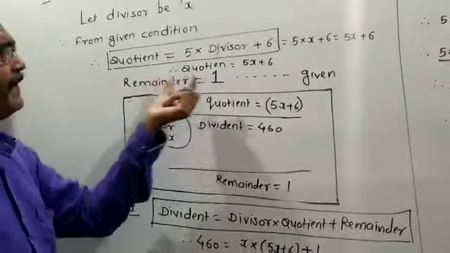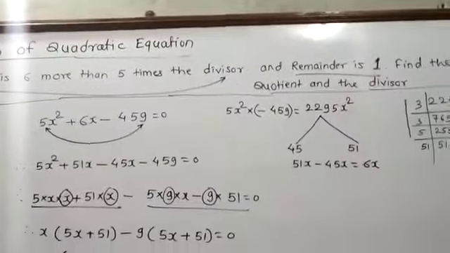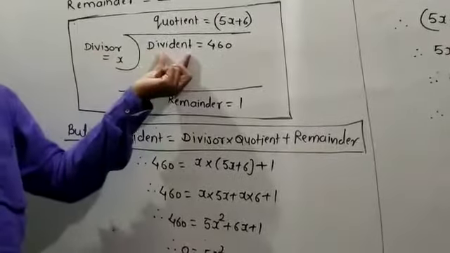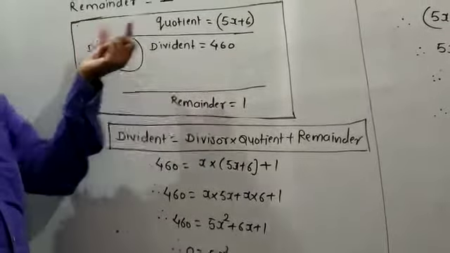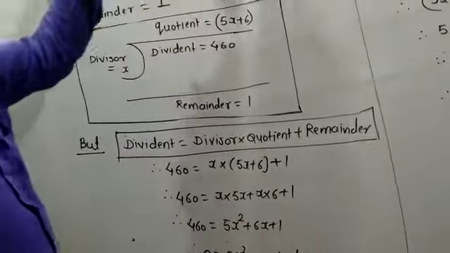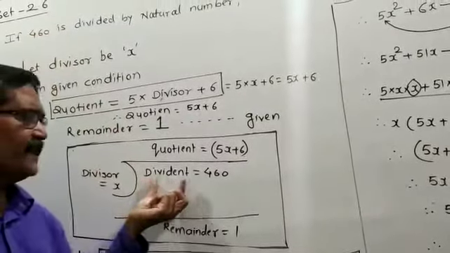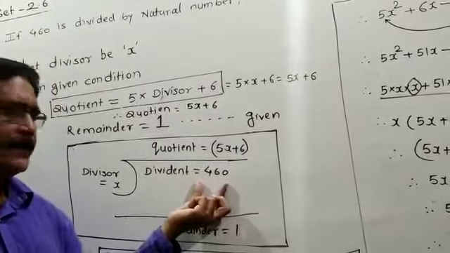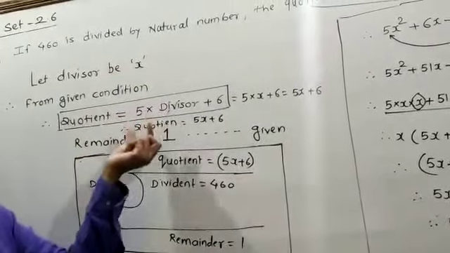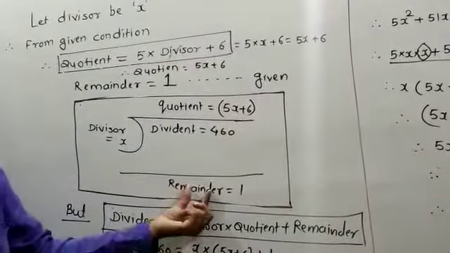Then the remainder is given. In the problem they are saying that the remainder is 1. If the remainder is 1, you have to write the division bracket. Inside goes the dividend. This one is the divisor, this one is the quotient and this one is the remainder. If 460 is divided by a natural number, then 460 is the dividend. The divisor is x. We are getting the quotient as 5x plus 6 and the remainder is 1.